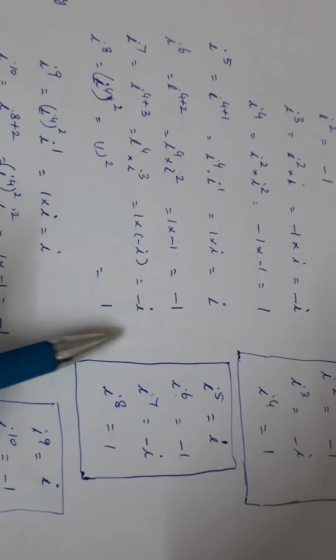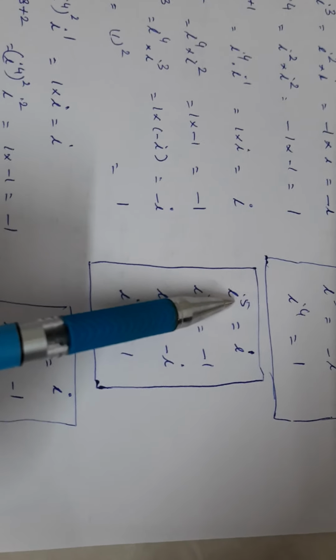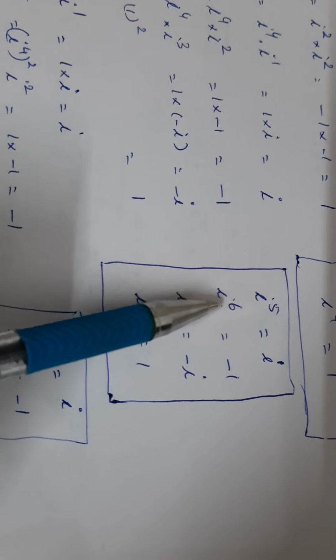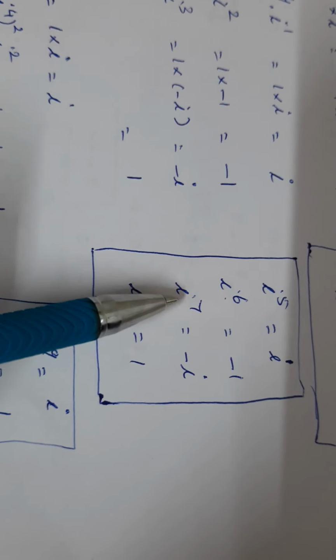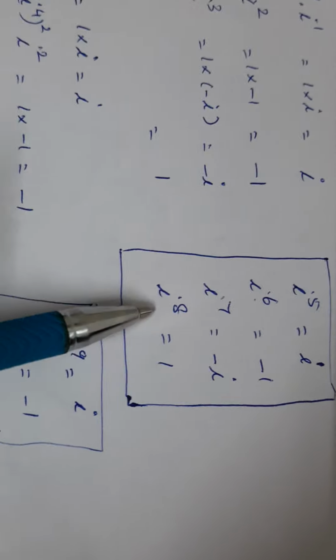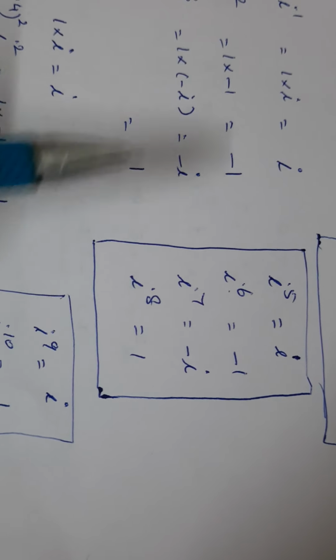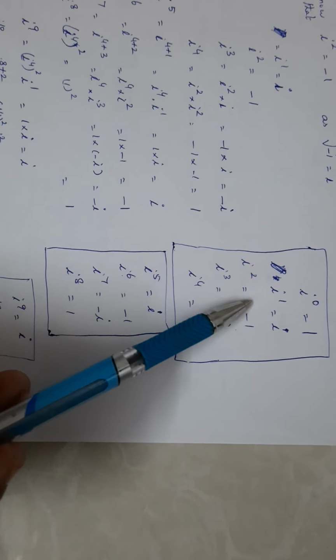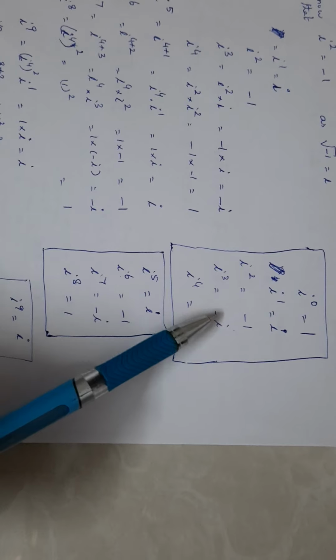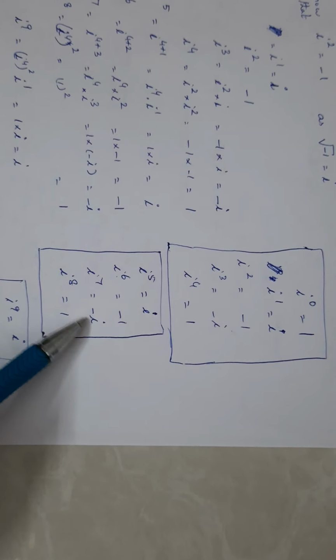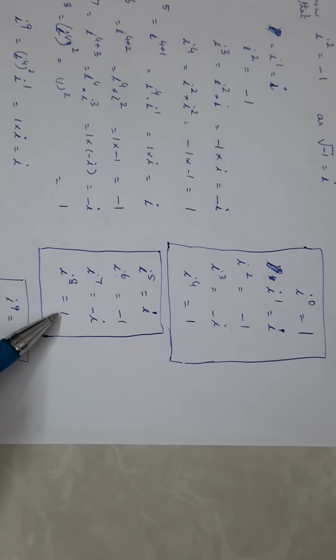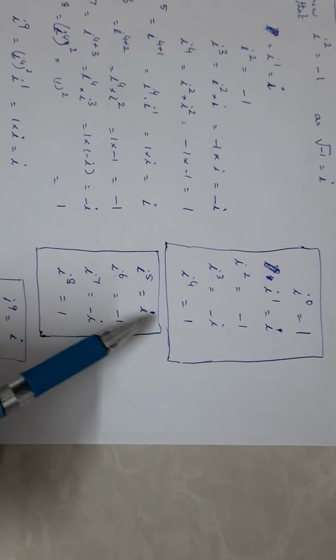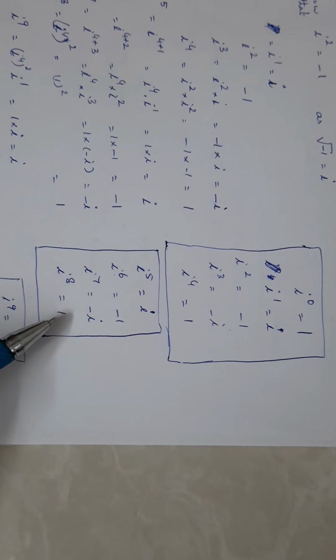So summarizing the result, we have I power 5 is equal to I, I power 6 is equal to minus 1, I power 7 is equal to minus I, and I power 8 is equal to 1. So see, the same values get repeated. I power 1 and I power 5 are same, I power 2 and I power 6 are same, I power 3 and I power 7 are same, I power 4 and I power 8 are same. So the same 4 values get repeated again and again.